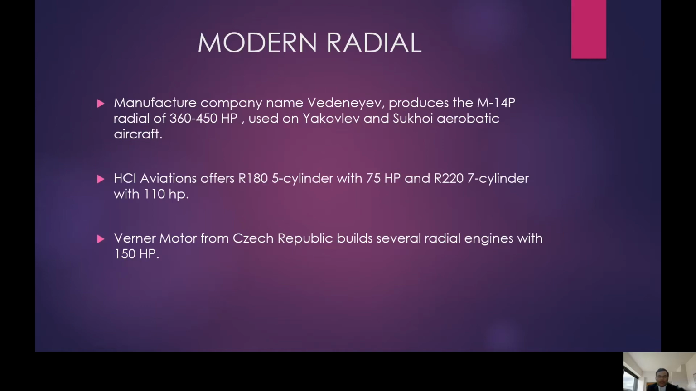The next company is called HCI Aviation, offers R180 powered by 5-cylinder with 75 horsepower and R220 with 110 horsepower powered by 7-cylinder. The next company called Verna Motor from Czech Republic built several radial engines with the power of 150 horsepower.